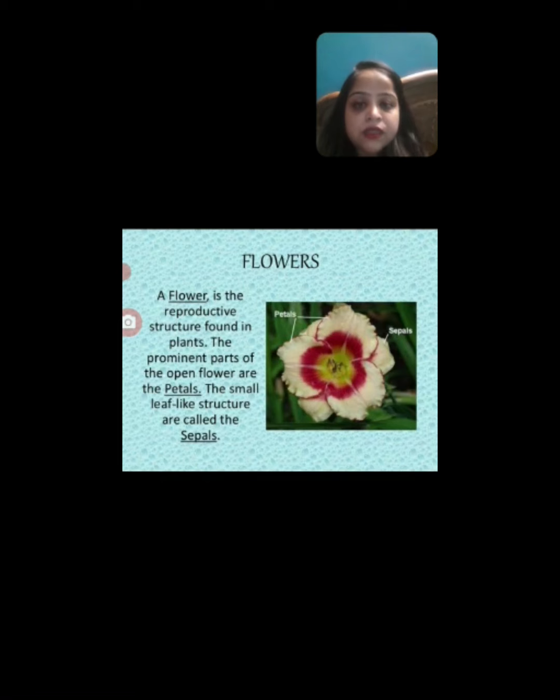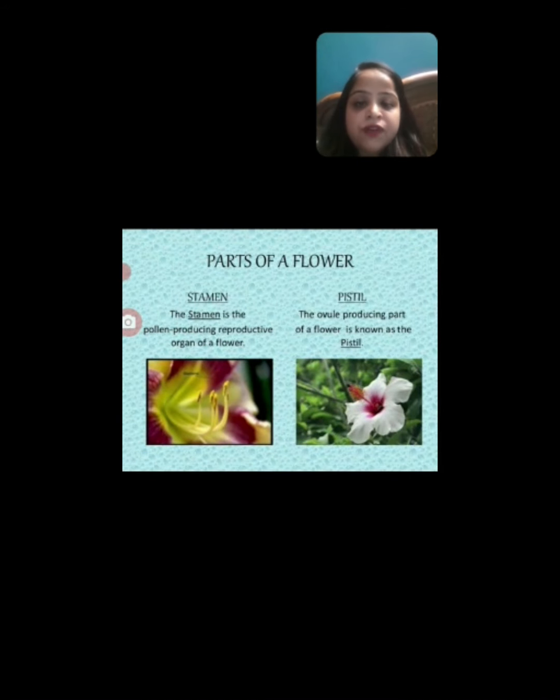A flower is the reproductive structure found in plants. The prominent parts of the open flower are the petals. The small leaf-like structures are called the sepals. Now we will discuss the parts of a flower. We have basically two major groups of parts of a flower, and they are the stamen and the pistil. The stamen is the pollen-producing reproductive organ of a flower. On the other hand, the ovule-producing part of a flower is known as the pistil.